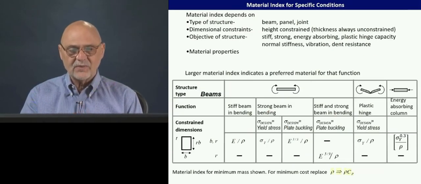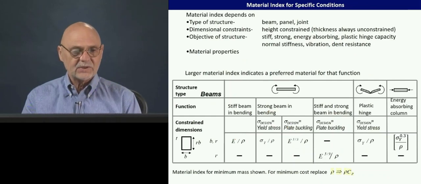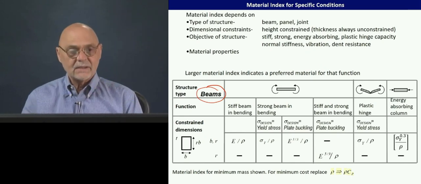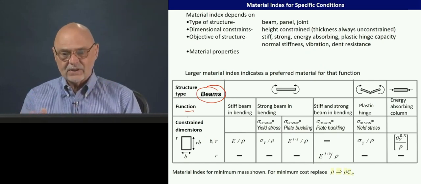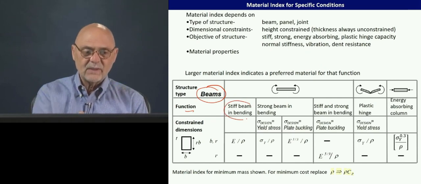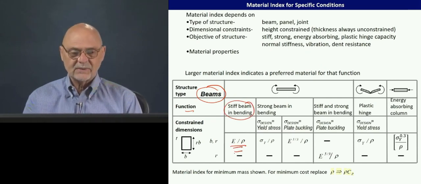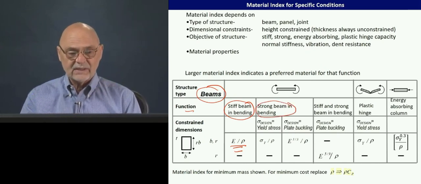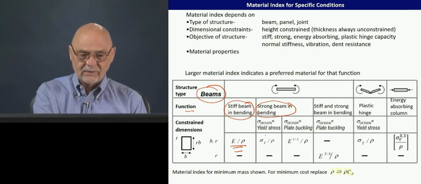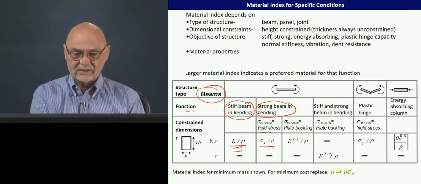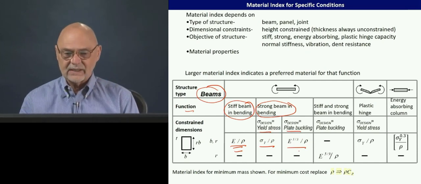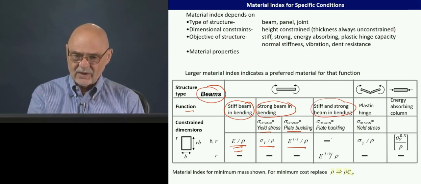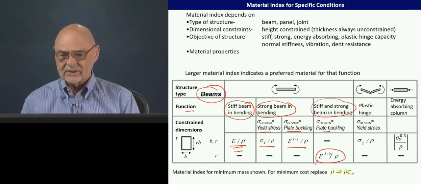So we won't go through this derivation for other material indices, but here is a chart where the structure type is a beam, and each column is a different function. So if we just want a stiff beam in bending, here's the material index. If we want it to be strong in bending, we have a couple of material indices depending on how it will fail. If it's a yield stress failure, here's the material index. If it's plate buckling, here's the material index. If we want combined optimal strength and stiffness, we're going to fail by plate buckling. These are the material indices here.